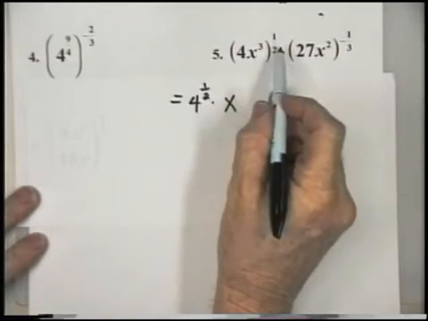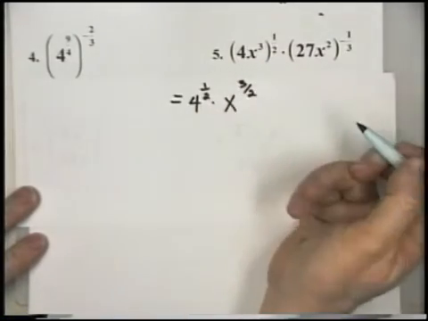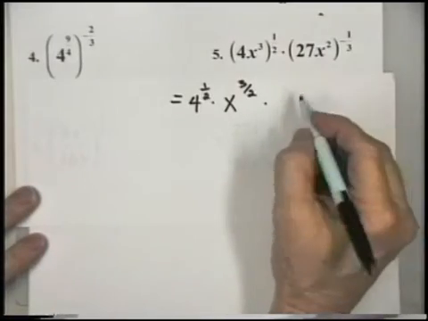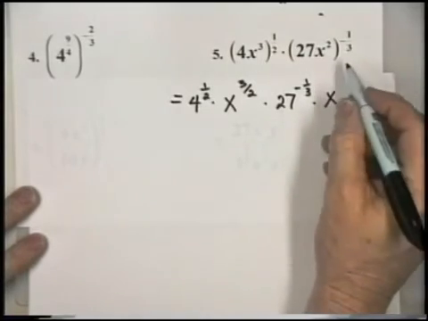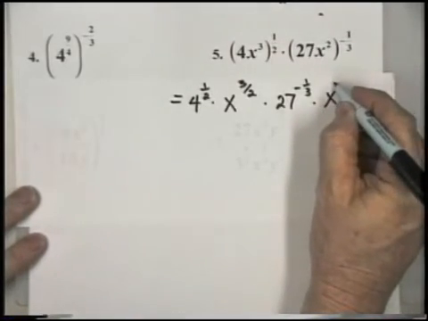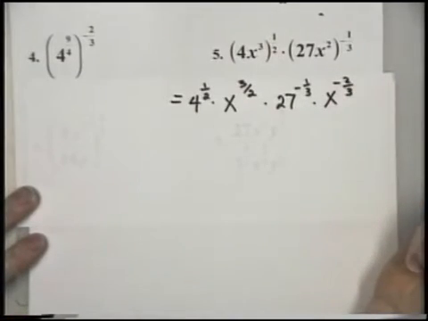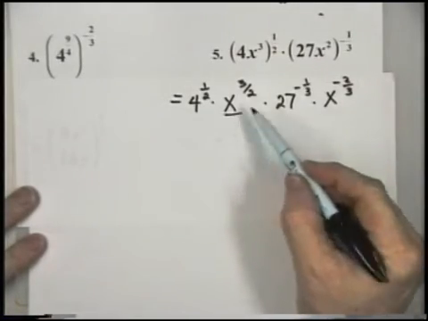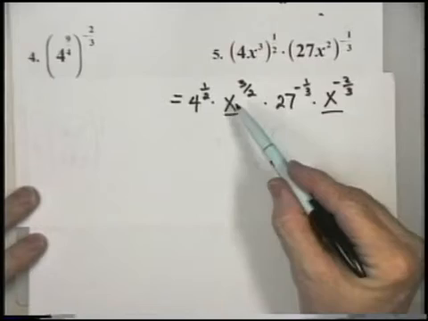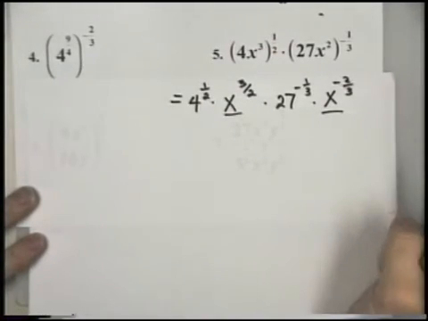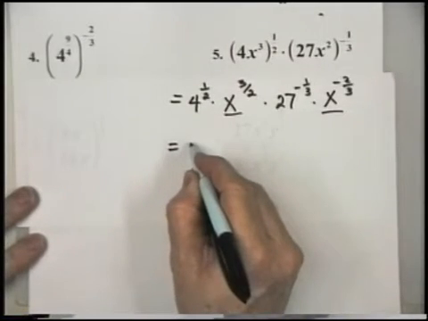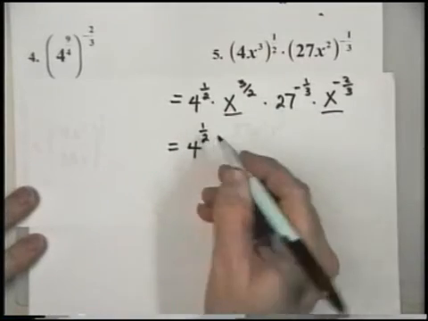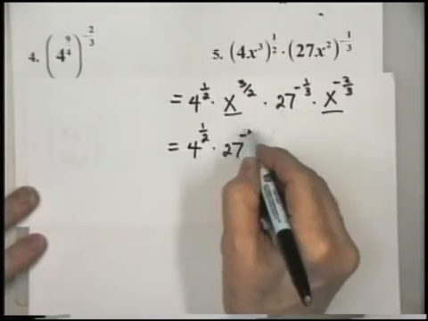4 to the 1/2 times x to the 3 times 1/2, or 3/2, times 27 to the negative 1/3 times x to the 2 times the negative 1/3, or negative 2/3. Well, again, I see here and here the same base, so I know that those powers of x can be combined, so to speak. So let's put the other two factors in front.